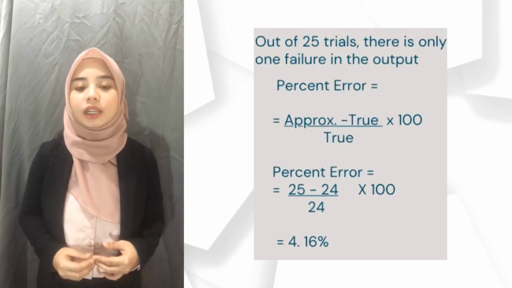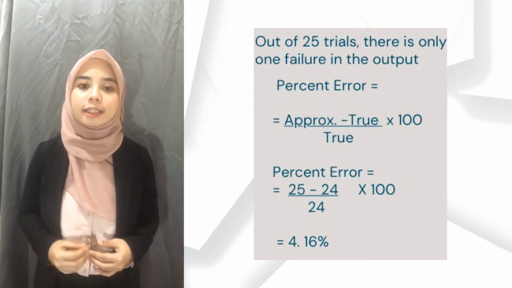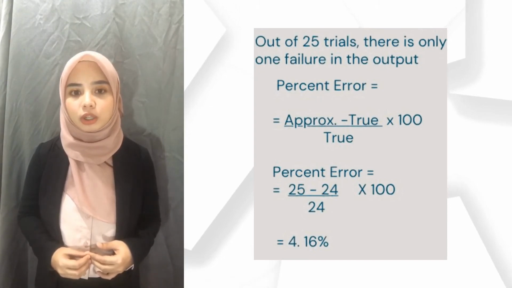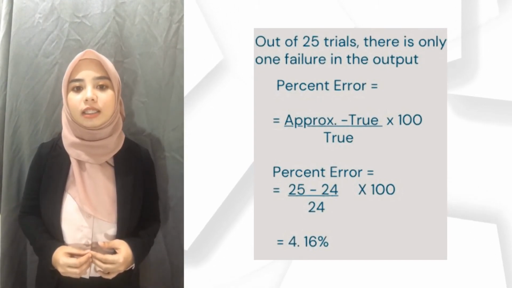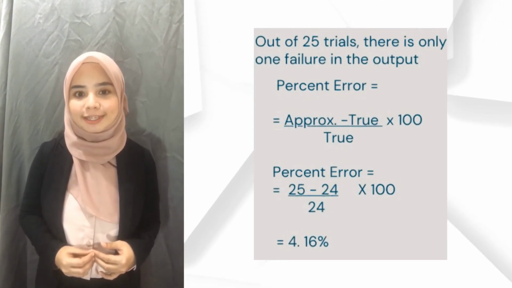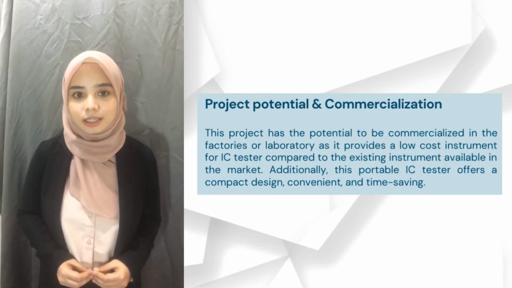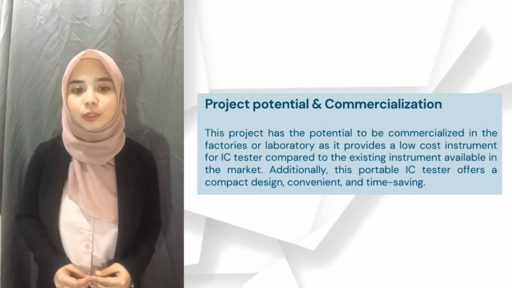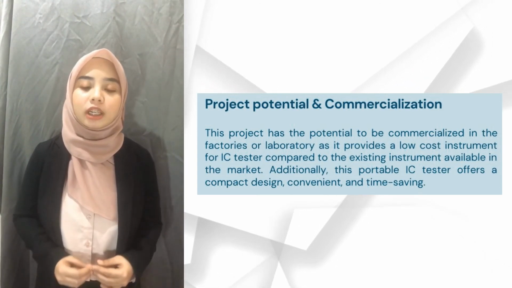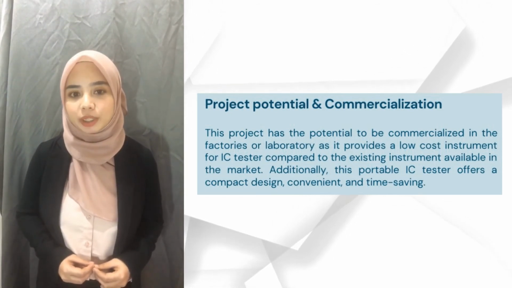By that, we can calculate the percentage of the error. The percentage of the error is less than 5%. The result of functionality testing has led to the conclusion that the efficiency and accuracy of the project is acceptable. Based on the project potential and commercialization, this project has the potential to be commercialized in a factory and or a laboratory, as it provides a low-cost instrument for the IC tester compared to the existing instruments available in the market.